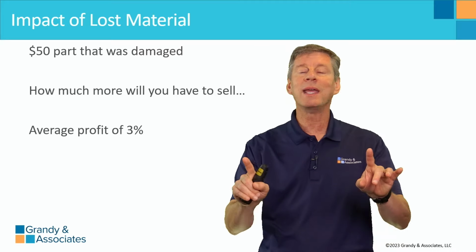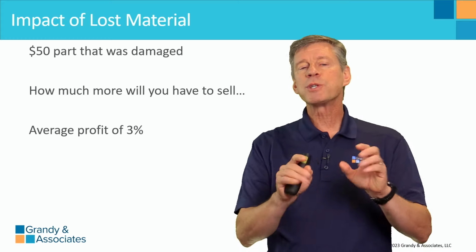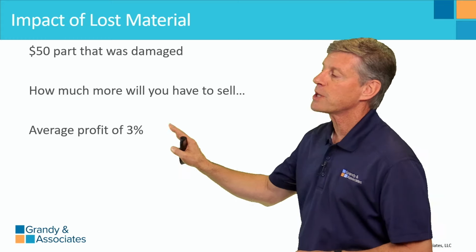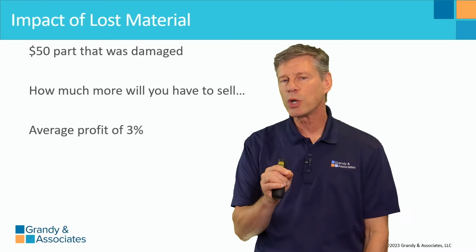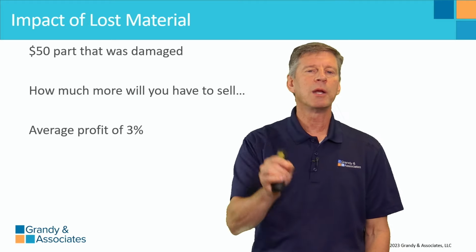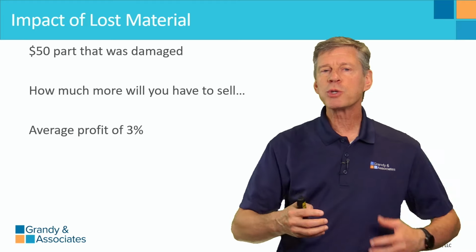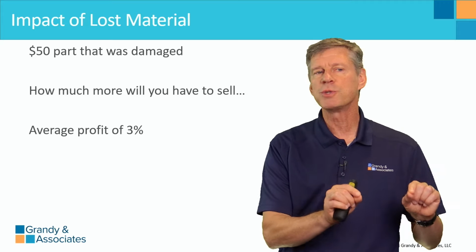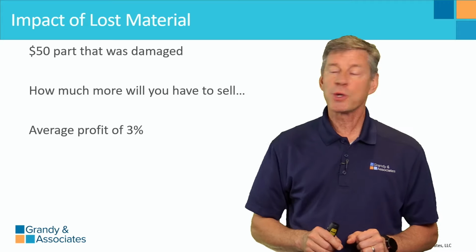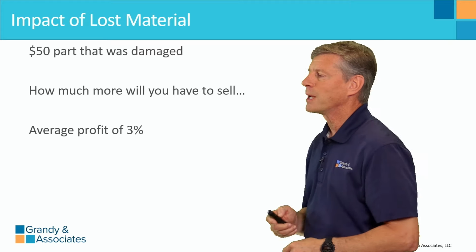You might say, yeah, but my net profit is significantly higher than that. I'm still going to encourage you to use 3%, and here's the reason why. The point of this exercise is not to show your team members how much money you're making. The point is to show them how much it costs if they don't account for every single part that they're using on a job. So I'm going to use the national average and say our net profit is 3%.